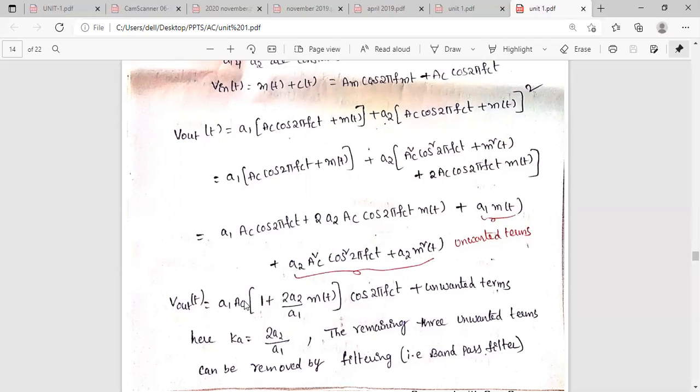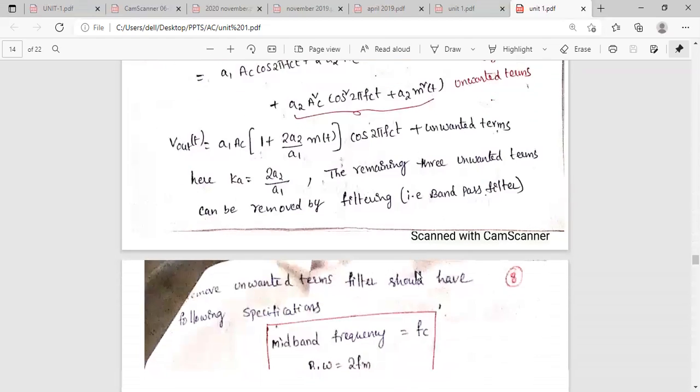So what is the standard AM equation? A_C into 1 plus Ka m(t) into cos 2 pi f_c t. Here the amplitude sensitivity factor will be 2A2 by A1. Okay, so the remaining terms are unwanted terms. These terms are rejected by the band pass filter circuit.